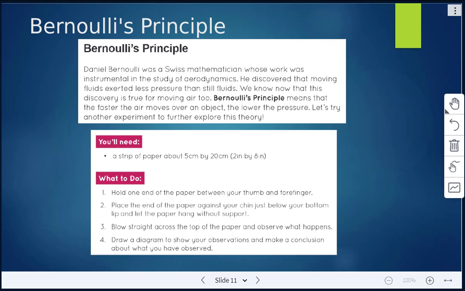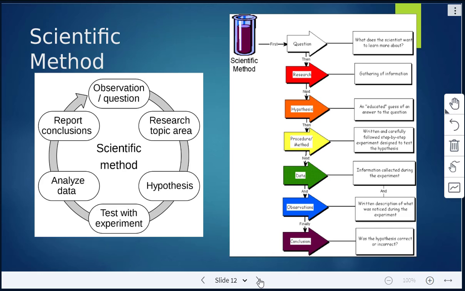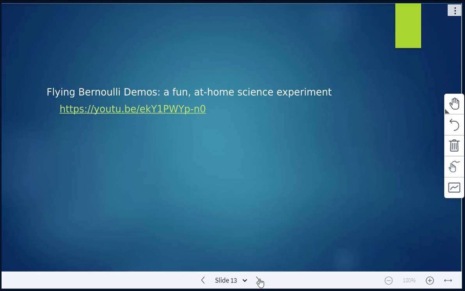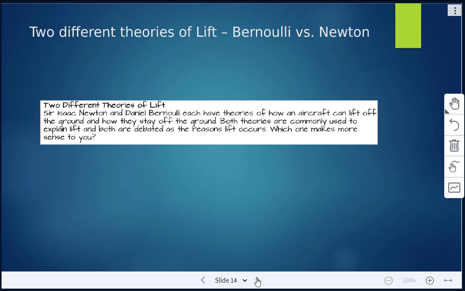So just a quick review of Bernoulli's principle was that the faster the air moves over an object, the lower the pressure. And the slower the air is moving, the higher the pressure. And so you did this quick little experiment here. We talked about the scientific method. And then we just finished watching this video here with the demonstrations.